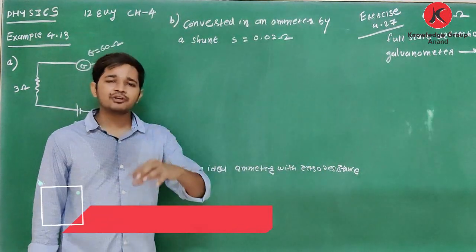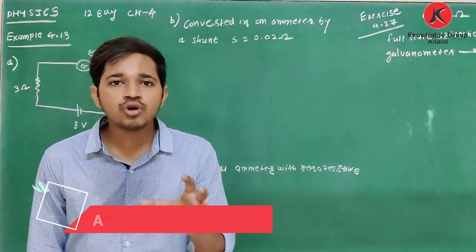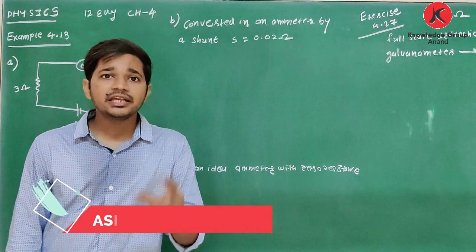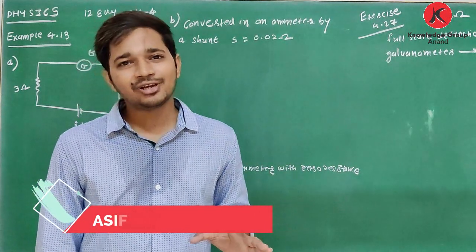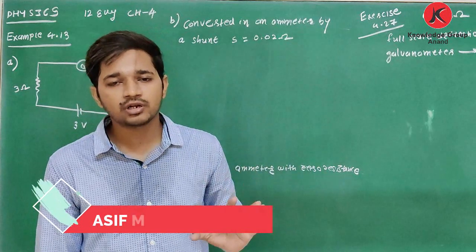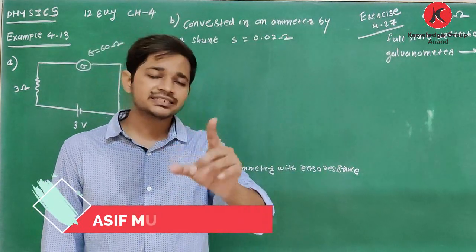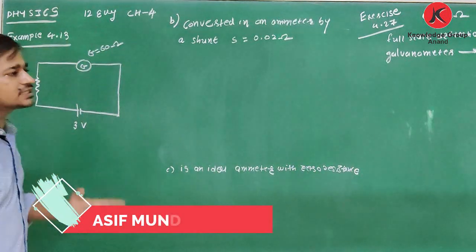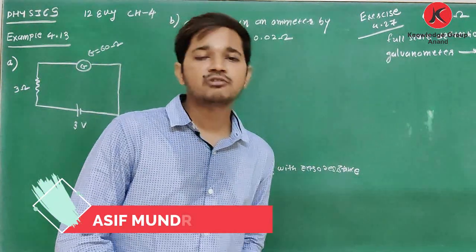How to convert a galvanometer into a voltmeter? You have to connect a large resistance, a series resistor, in series with the galvanometer. Thus the resistance of the voltmeter becomes more. For an ideal voltmeter, its resistance is infinite. Now in today's lecture we will see some questions based on this ammeter and voltmeter.